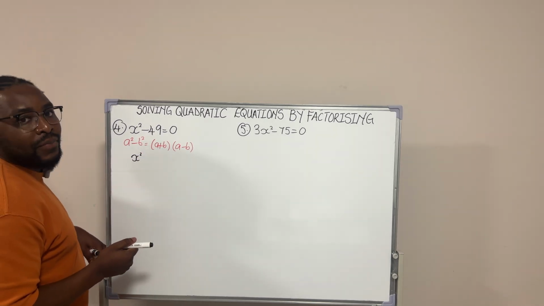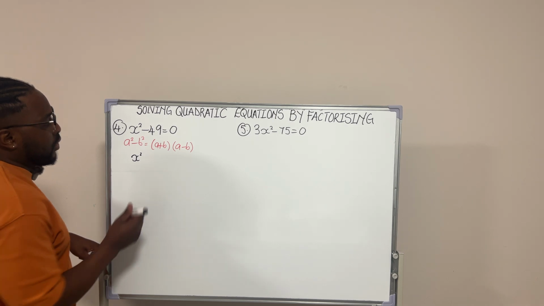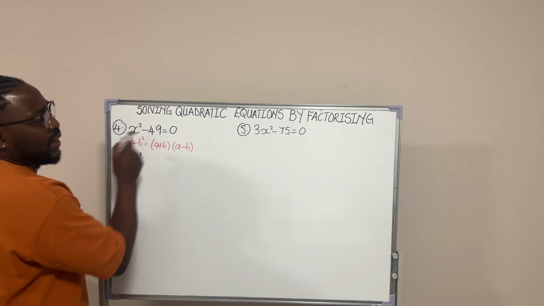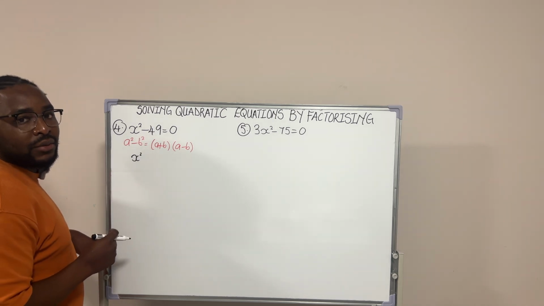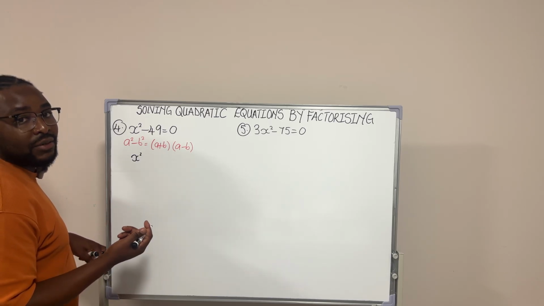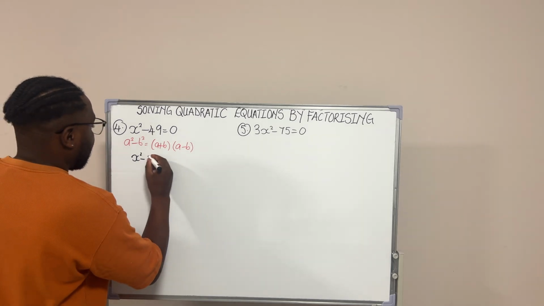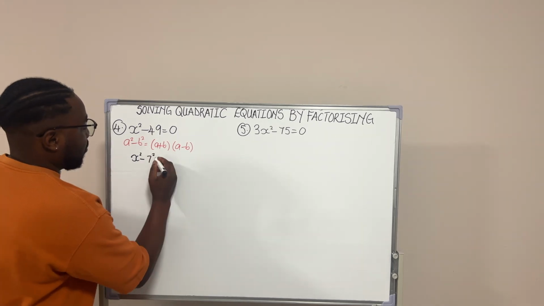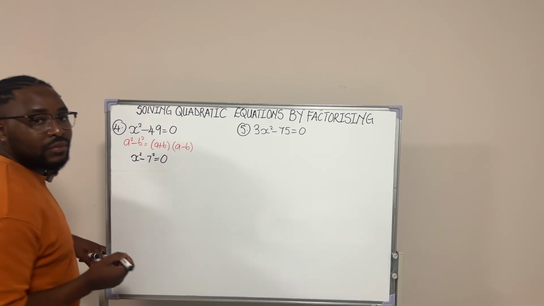Okay, so now, is 49 a perfect square? Yes, 49 is a perfect square, right? What's the square root of 49? 7. Okay, so then we shall have what? That equal to 0, right?